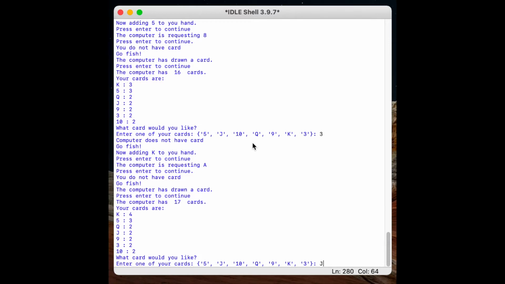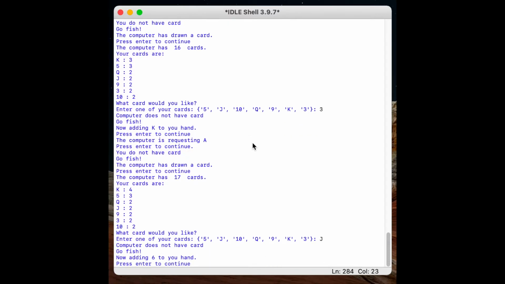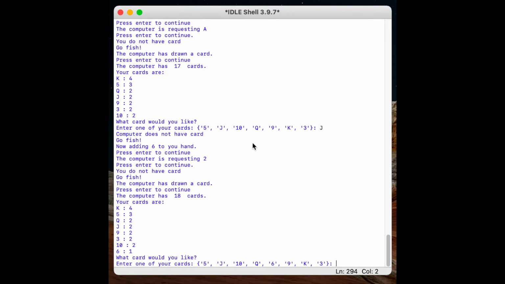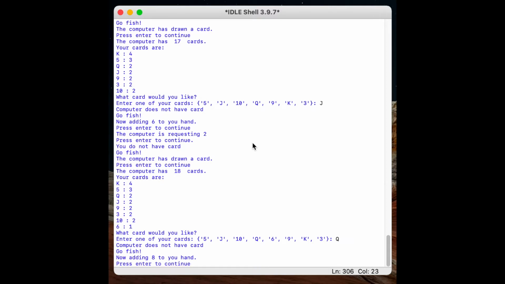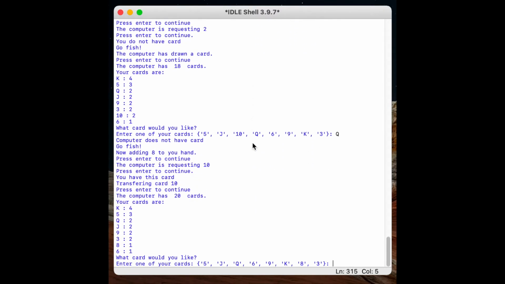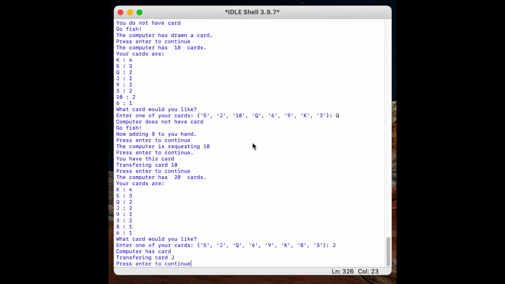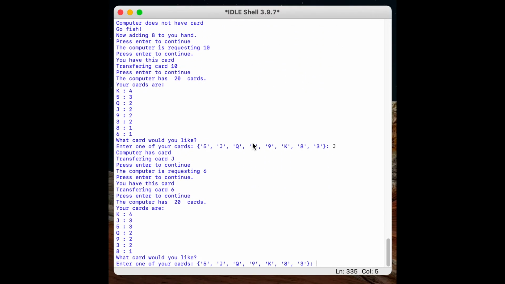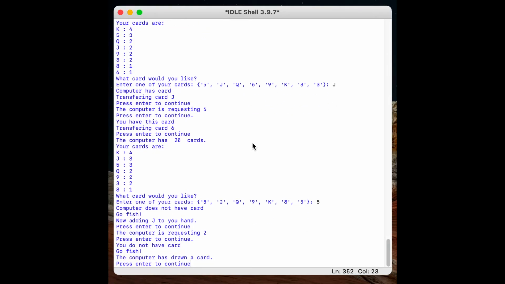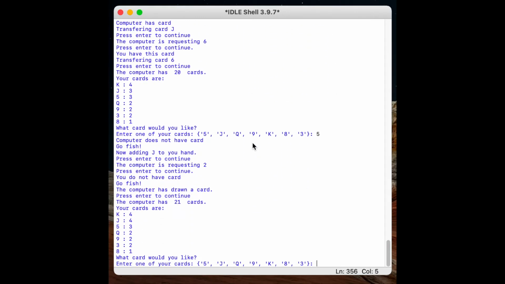So now we see a completed book. So there are 4 kings, which means that the user has those 4 kings and they're going to get the points for that, which is 13 points. That's great. The strategy here is to try to collect as many books as possible, especially with higher cards.